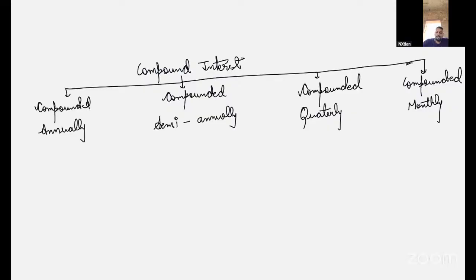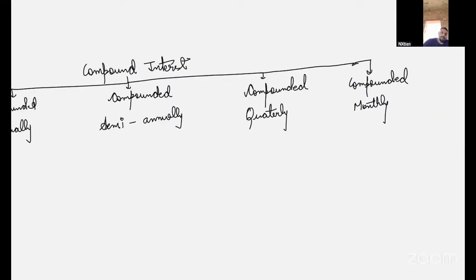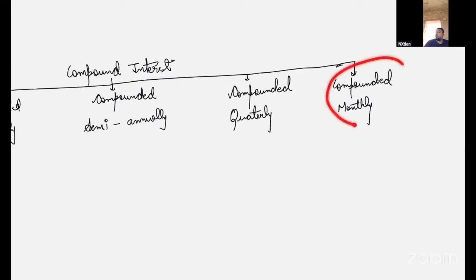So, turn your camera, Pitya, Miraculin, David, Christiana, please. In some cases, it is compounded monthly also. It may or may not be in your book, but we'll take this also. Now, how to do this?